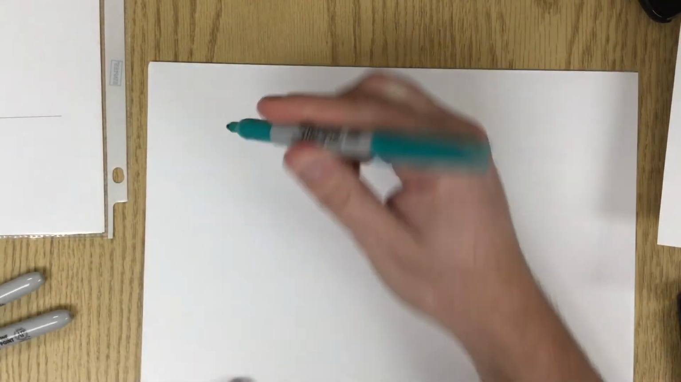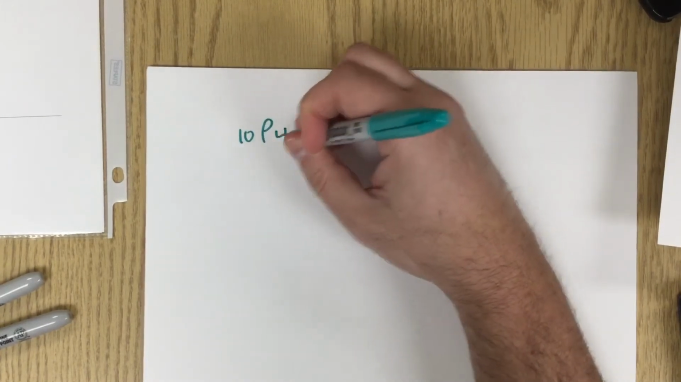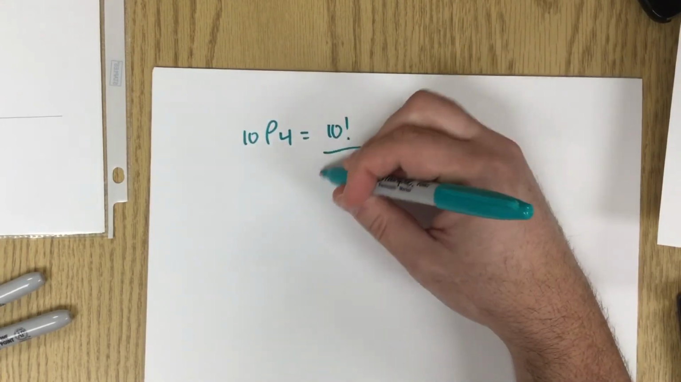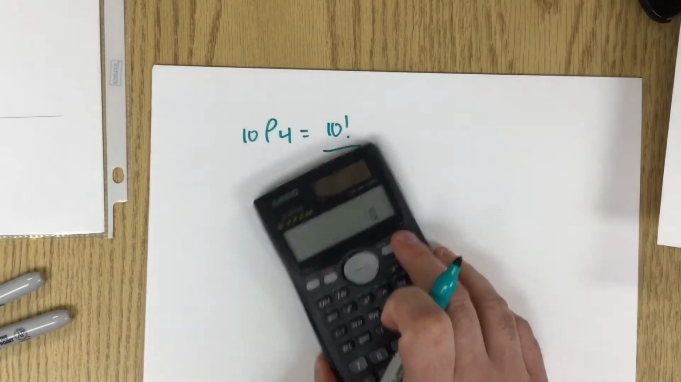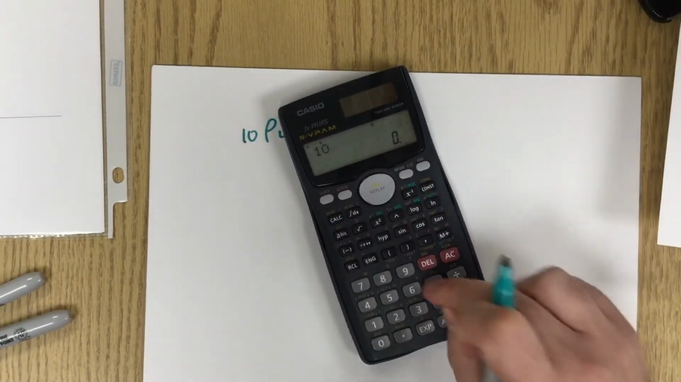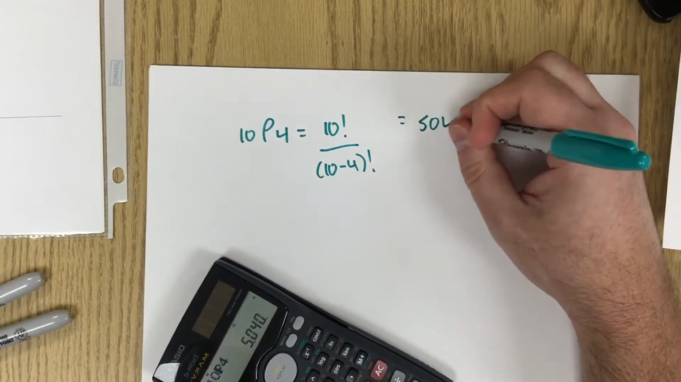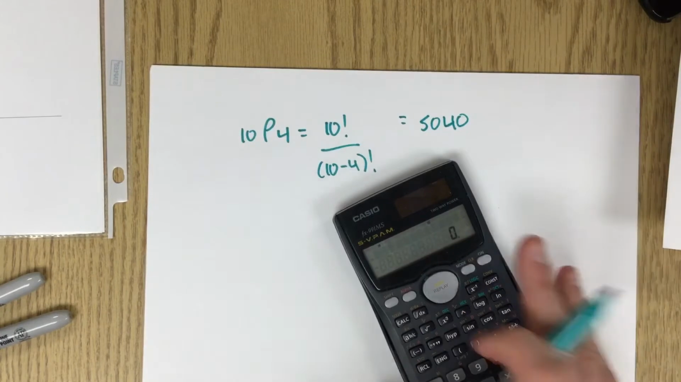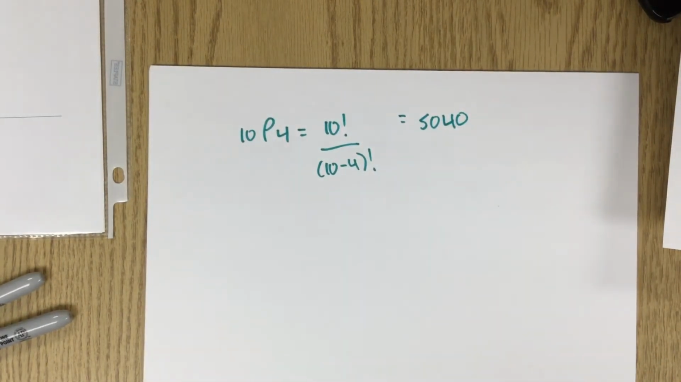Just to make sure you have it right, quickly check what 10 pick 4 is. It would be 10 factorial over (10 minus 4) factorial, but we're not going to actually do that. We're just going to go 10 pick 4, and that's going to give us 5,040. And that's how you plug in permutations into the calculator. Of course, if you don't have a permutation button, you'll have to do it with the factorials, but that's going to get aggravating very quickly.